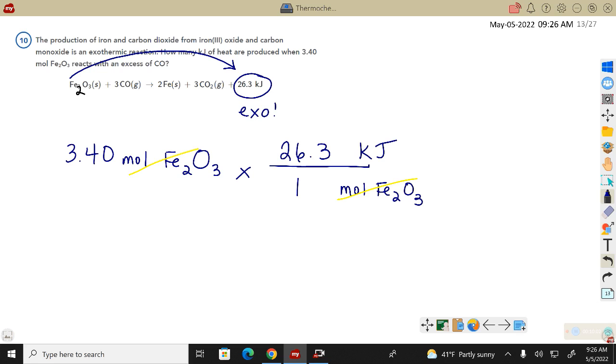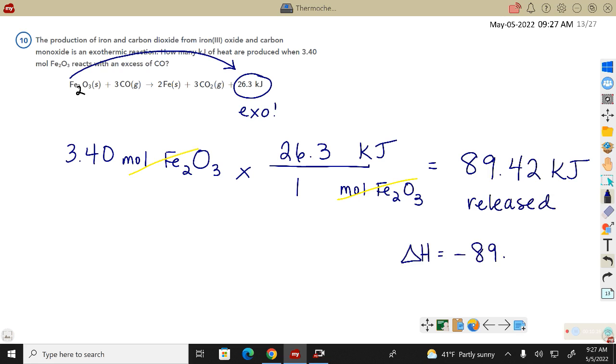So it makes sense, we're just going to multiply, right? 3.4 moles times 26.3 kilojoules. Bingo. I get about 89.42 kilojoules released. Or maybe somebody would have written delta H equals negative 89.42 kilojoules. When I see that the energy value is on the product side, I know that it's energy released or energy produced. It's exothermic.